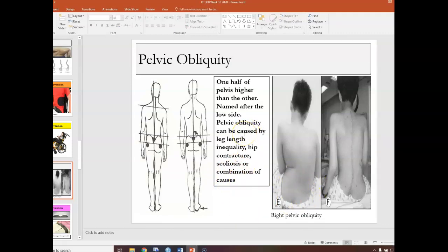It can be caused by leg length inequality, hip contracture, scoliosis, or a combination of causes. Even tightness: a lot of people have tightness in their hip flexors from sitting all day, especially if it's one side more than the other. It can cause this obliquity in their hips, in their pelvis.